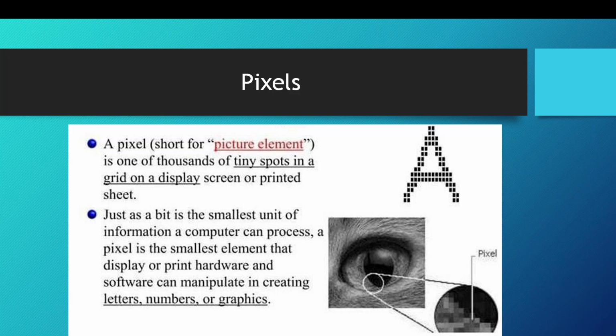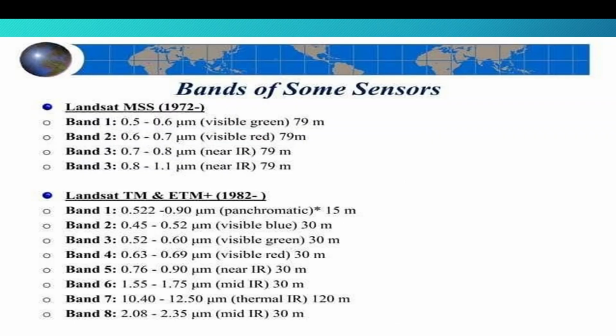So the higher pixel density results in better image clarity and resolution. Moving on, here's an overview of the spectral bands used in Landsat sensors, specifically Landsat multispectral sensor and Landsat TM and ETM in 1982. So, Landsat MSS, that is multispectral sensor, captures data in 4 spectral bands, that is red, green, and 2 NIR bands. Each band has a spatial resolution of 79 meters.